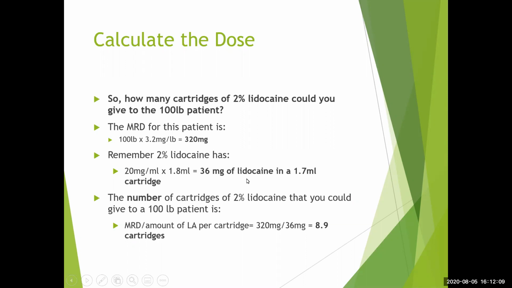The number of cartridges of 2% lidocaine that we could give to this 100-pound patient would be determined by dividing this MRD, 320 milligrams, by the amount of local anesthetic in each cartridge. In this case, it's 36 milligrams per cartridge. So we divide 320 milligrams by 36 milligrams, and we find out that we can give this patient up to 8.9 cartridges of 2% lidocaine.